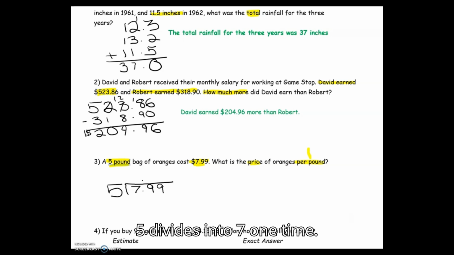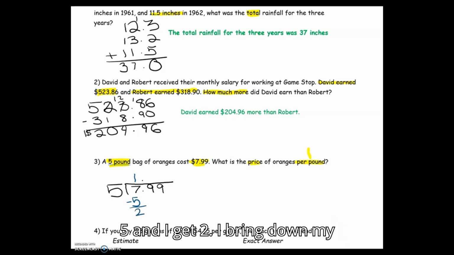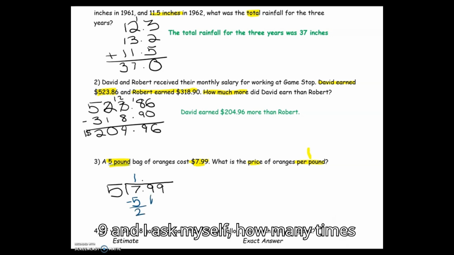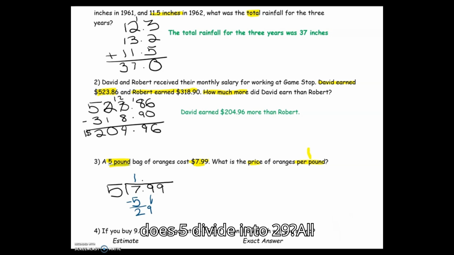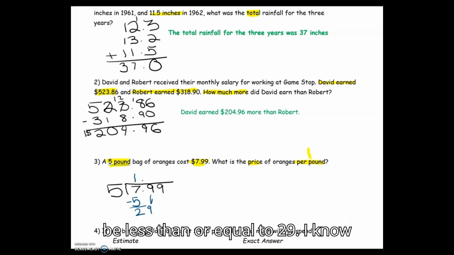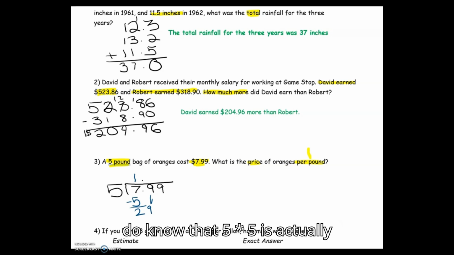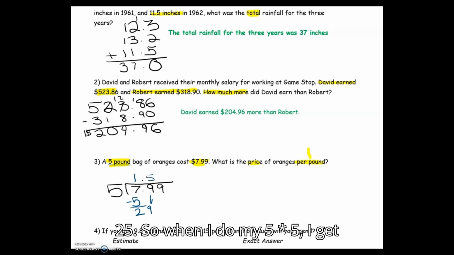5 divides into 7 one time. 5 times 1 gives me 5. So I find the difference between 7 and 5 and I get 2. I bring down my 9 and I ask myself, how many times does 5 divide into 29? We want a number that when we multiply it by 5 needs to be less than or equal to 29. I know 5 doesn't evenly go into 29 because 29 does not end in a 0 or a 5. But I do know that 5 times 5 is 25. So when I do my 5 times 5, I get 25 and I find the difference.